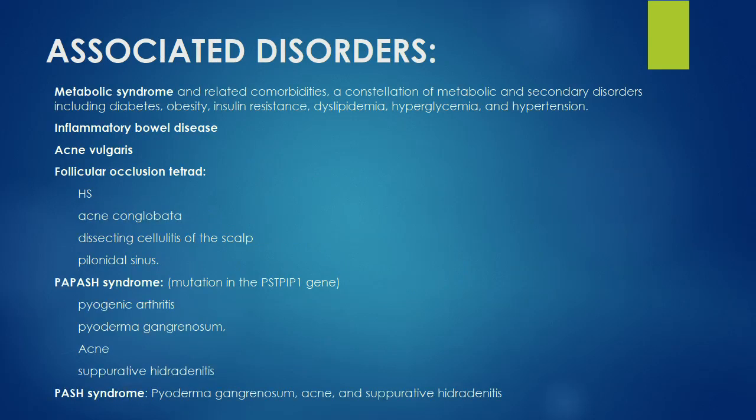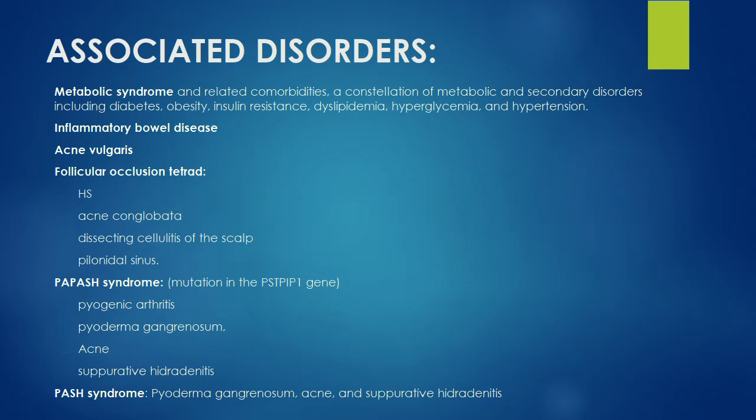Associated disorders and syndromes. Emerging data indicate that patients with HS may have increased incidence of, and risk for, metabolic syndrome and related comorbidities, a constellation of metabolic and secondary disorders including diabetes, obesity, insulin resistance, dyslipidemia, hyperglycemia, and hypertension. Several studies suggest an association between HS and inflammatory bowel disease. Acne vulgaris is a common condition that may be seen in association with HS.